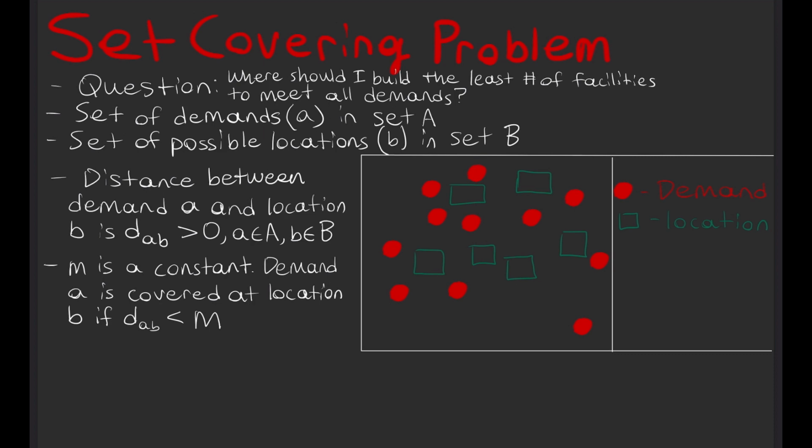If M is equal to 50 miles, let's say, this is 25 miles away, so this location meets this demand. But this location over here is about 75 miles away from this demand, so this location does not meet this demand. So what I've done here is I've just defined the problem. I've given different letters and assigned them as variables or constants. Now let's complete our formulation.